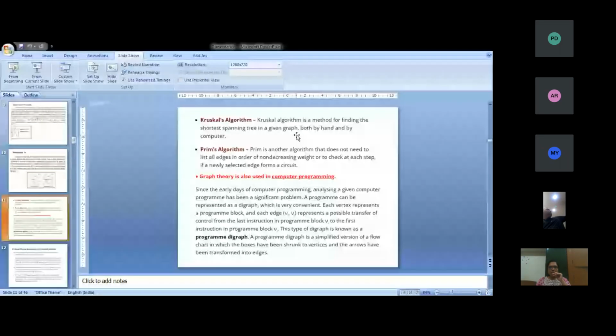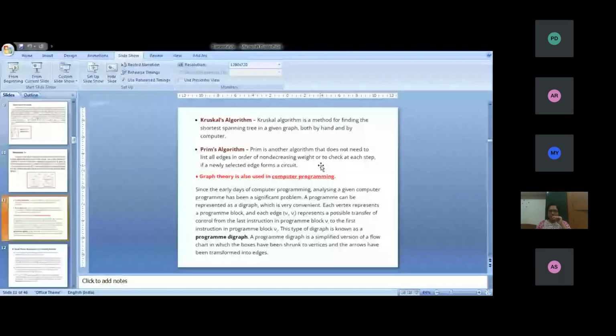Next is Prim's algorithm. Another algorithm does not need to list all the edges in order of decreasing weight or to check at each step if a newly selected edge forms a circuit. So that is, here also we are using that circuit based thing. That is, we are finding the shortest weight, shortest path, by the weight of the graph.